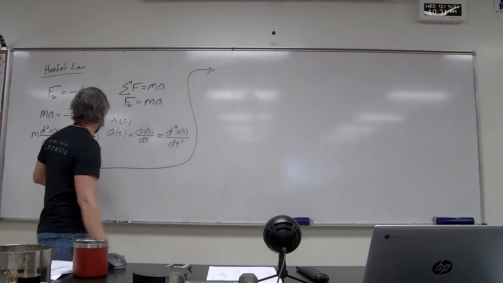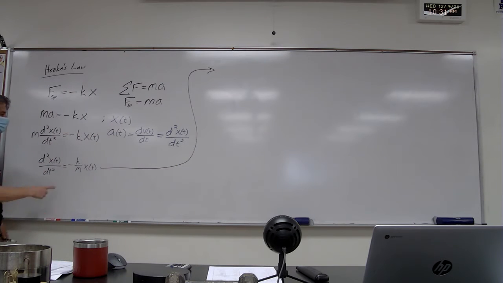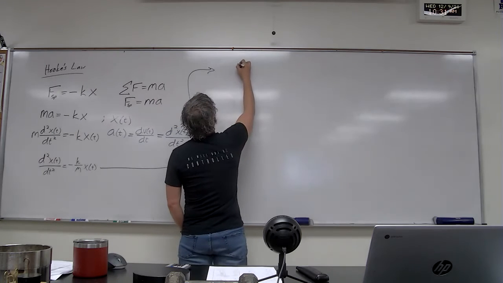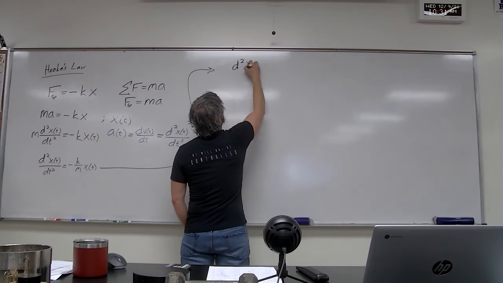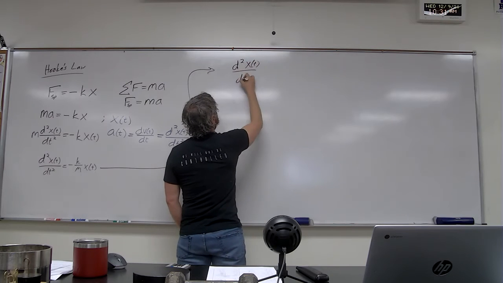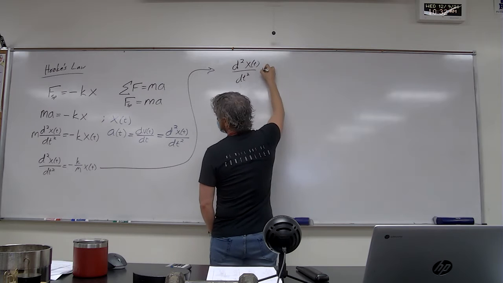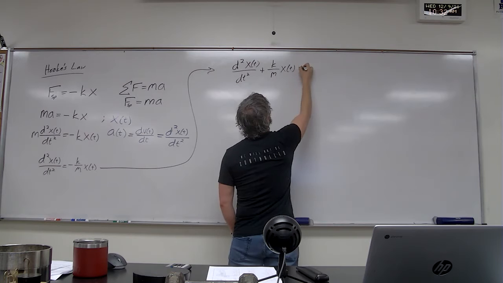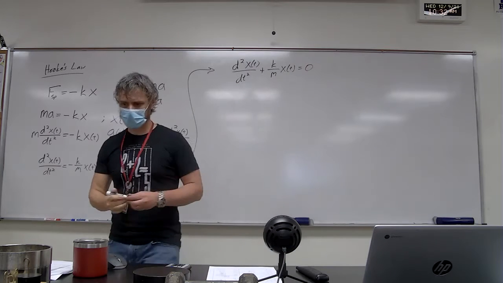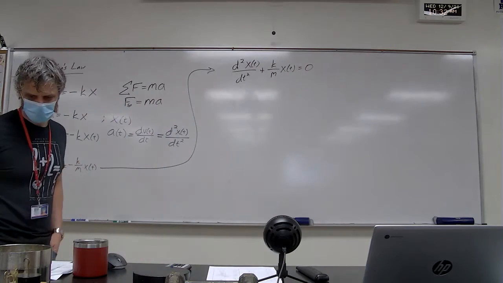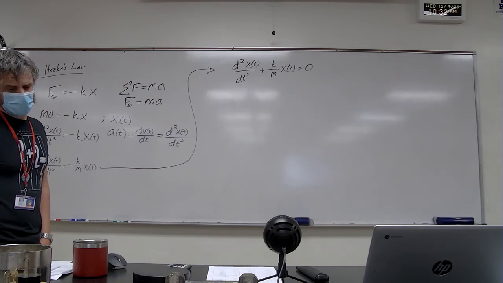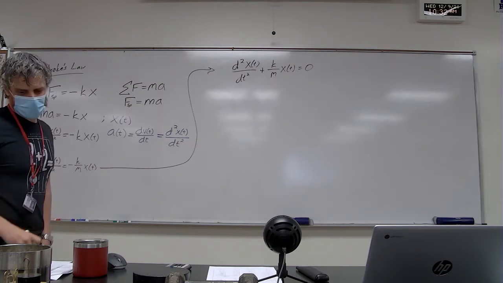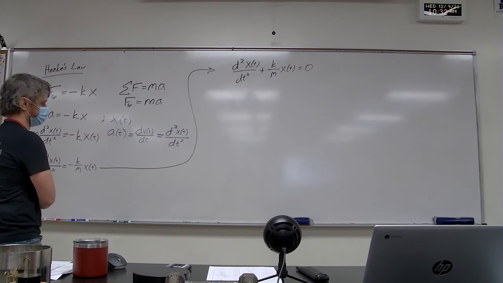Okay, now I'm also going to write, this is usually how this equation is written too. I'm going to add this guy to both sides, so I'll just have a 0 on one side. So this differential equation usually looks like this. The second derivative of position with respect to time plus spring constant over mass times the position itself equals 0. Make sense? So far, so good. So that is our differential equation.